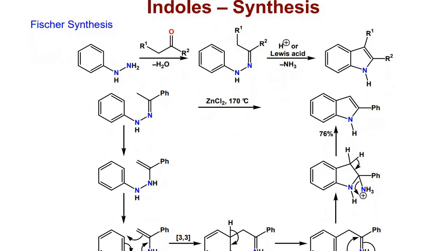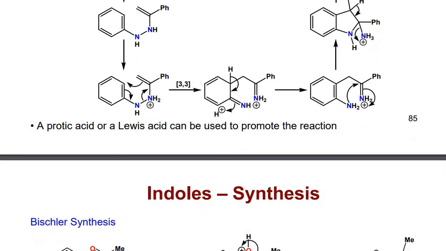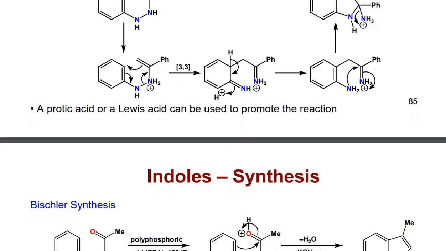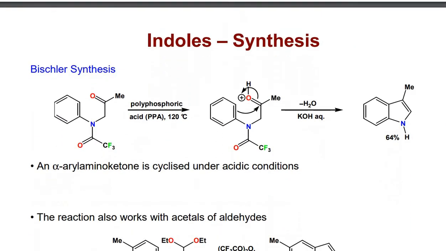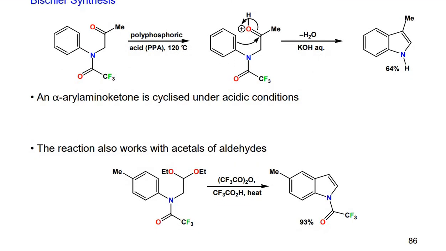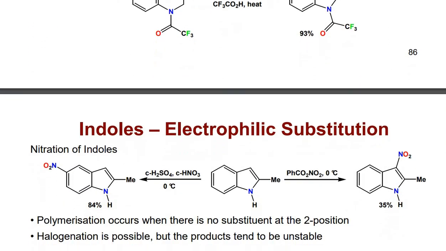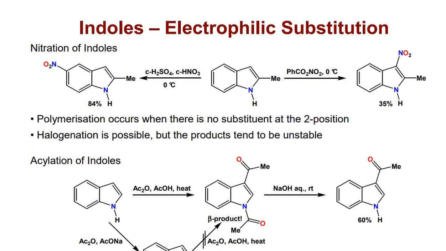Now look at the indole synthesis. Fischer synthesis I have already discussed. The protic acid or Lewis acid can be used to promote the reaction. Look at the Bischler synthesis of indole. Alpha-arylaminoketone is cyclized under acidic conditions. The reaction also works with the acetals of aldehydes. Nitrations of indoles.